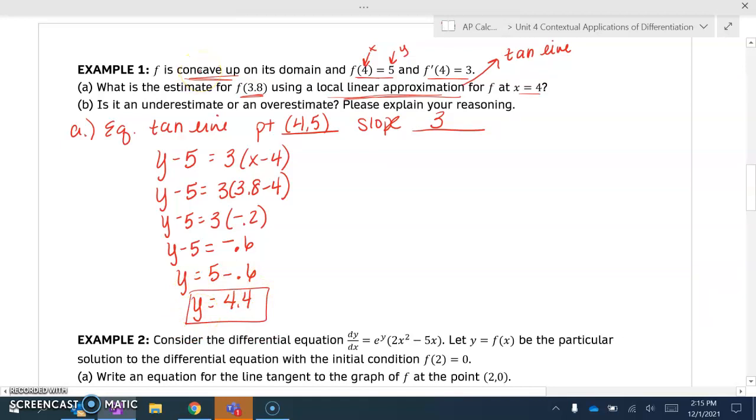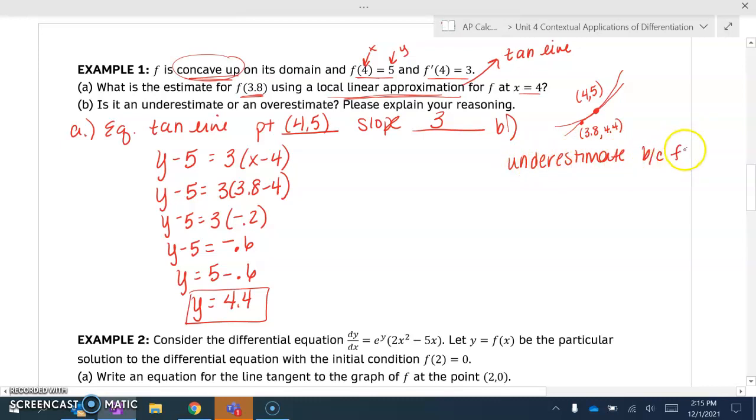Part B then says, is it an under or overestimate? So they told us that the graph is concave up. We don't know what the original function is, so we don't know exactly what this graph looks like. But if it's concave up, it has generally this shape to it. And we had said before, the tangent line will be underneath it if you draw in a tangent line at the point that you care about. So if this is the point 4, 5, and we tested nearby at 3.8 and got out 4.4, that's the y value of the estimate. That's not the actual value on the function, that's our estimate. You can see that it would be an underestimate, and it asks us to explain.